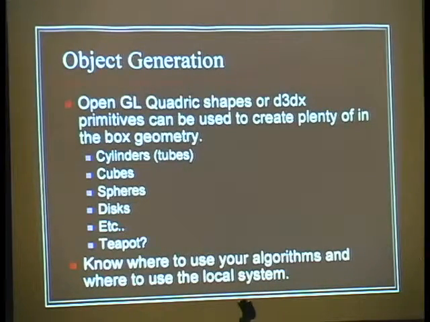So with object generation, OpenGL and DirectX or D3DX have a number of primitives. So you have cylinders. You can think of those as tubes, cubes. Those can become buildings. You have spheres. Those can become planets, right? Disks, Pac-Man, etc. Teapot. I'm waiting to see a 4K with a teapot on it, because to make a teapot in D3D, it actually has a teapot model, which is sort of a tip of the hat to the Utah teapot, which is a famous 3D model. But know where to use your algorithms and when to use the local system.